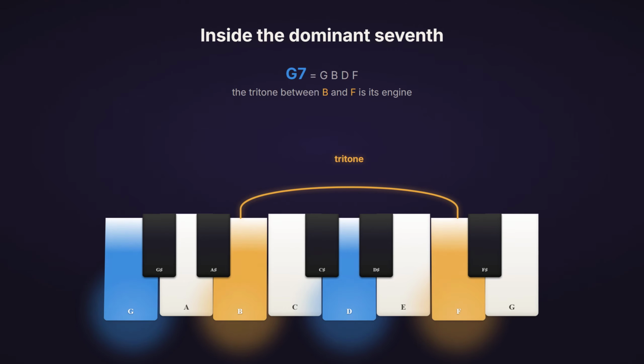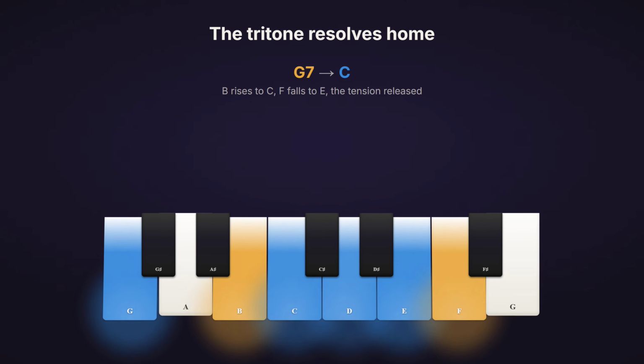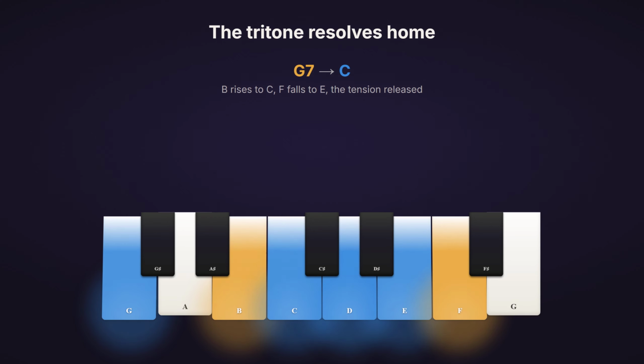Listen to that tritone inside the chord, B and F together, straining. Now let it resolve. The B slides up and the F slides down, and the chord settles onto C, the tension released. That pull, from the tritone out to a calm resting chord, is one of the most fundamental motions in all of music. And it is not just classical harmony.